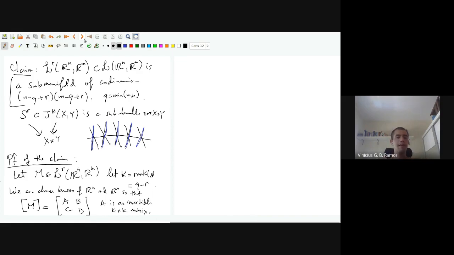If the rank is k, then you can find a basis: a k-dimensional linearly independent set of k vectors in Rn that get taken to k linearly independent vectors of Rm. So you start your basis like that, and you complete a basis, and then you get a representation of this form.